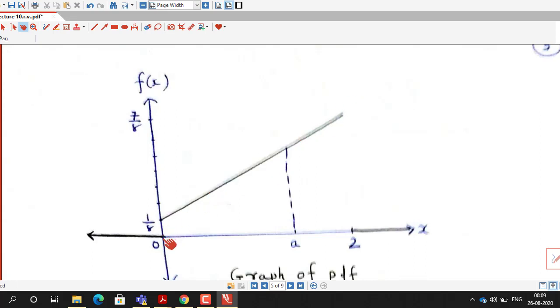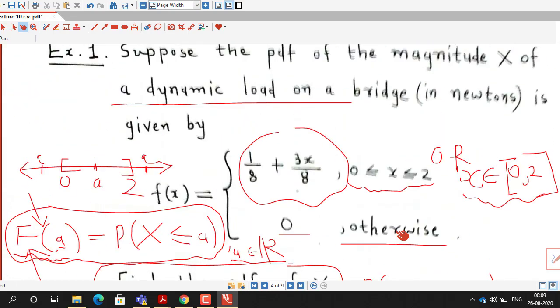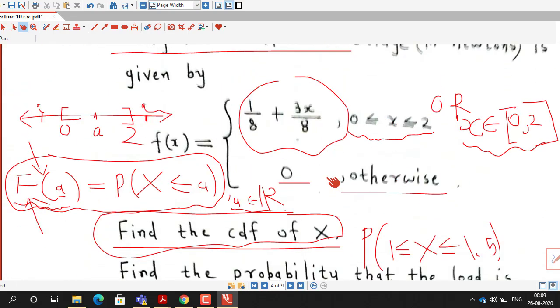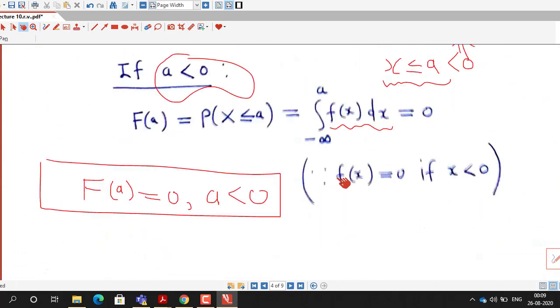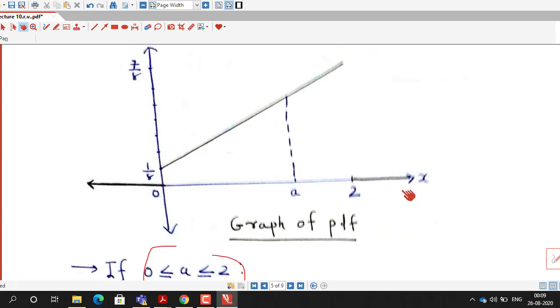Now if x is negative, the value of the PDF is 0. And if x is greater than 2, then also the value of the PDF is given to be 0. So outside this interval, the value of the PDF is 0. We can represent that by an arrow. The points are on the x-axis because f(x) is 0.